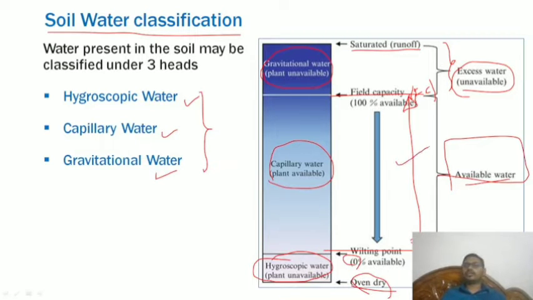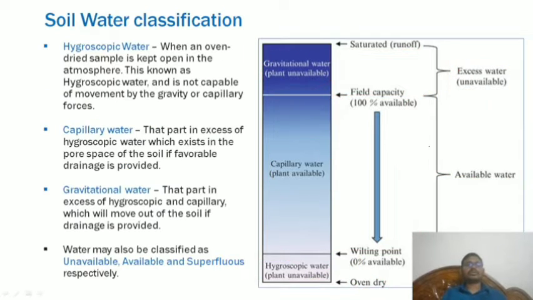So now this is only the available water. Now soil classification. I just told hygroscopic, capillary, and gravity water. Now we want to see about gravity, for instance. That is the part in excess of hygroscopic and capillary which will move out of the soil if drainage is provided. Hygroscopic water means when an oven-dried sample is kept open in the atmosphere. It is not capable of movement by gravity or the capillary water. Here hygroscopic water is completely unavailable.